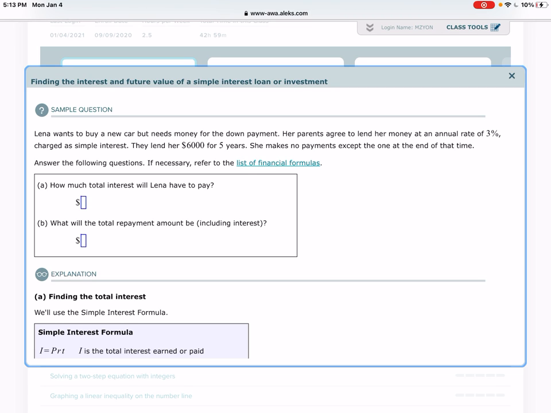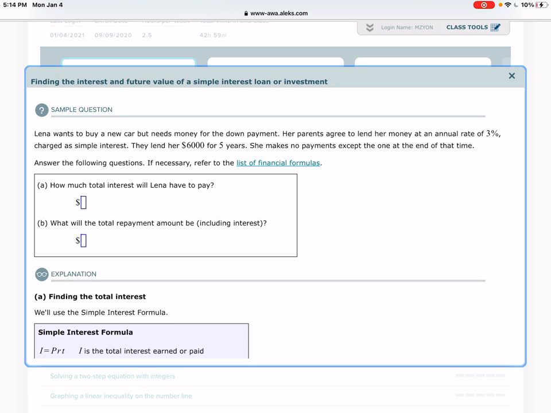Anyway, it says her parents agree to lend her money at an annual rate of 3%. That means that if they were to loan her $100, then she's not going to just pay them back $100. She's going to pay them back $100 plus 3%. So she's going to pay them $103 back. So they're going to actually make some money from loaning her money. And that is charged as simple interest. There's a little bit more advanced concept called compound interest, and we'll talk about that later.